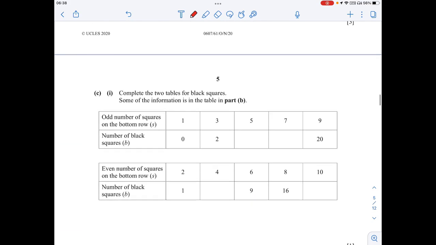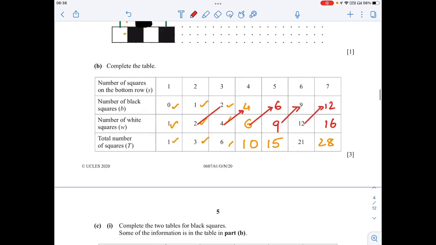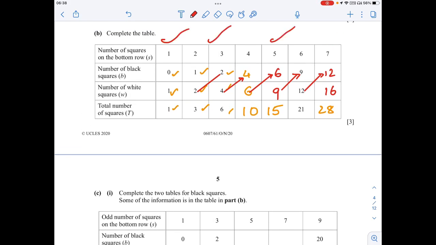So the number of white squares in the previous one becomes the number of the black squares in the next one. Next, complete these two tables of the black squares. Some of the information is given, some of the information is in the table part B. Odd number of squares on the bottom row, 1, 3, 5, 7, 9. Number of black squares.